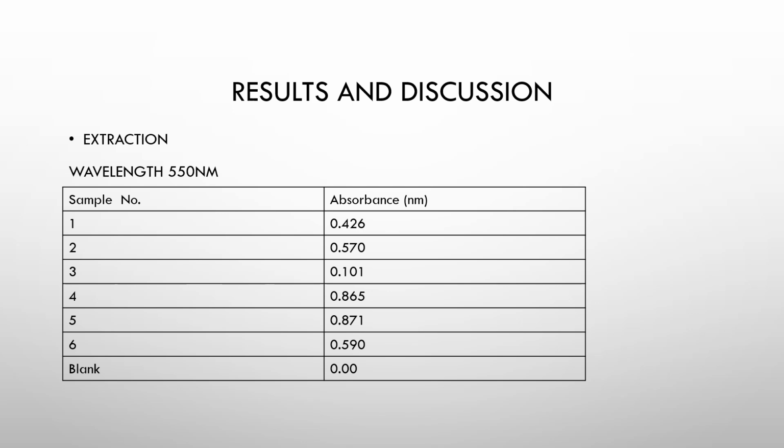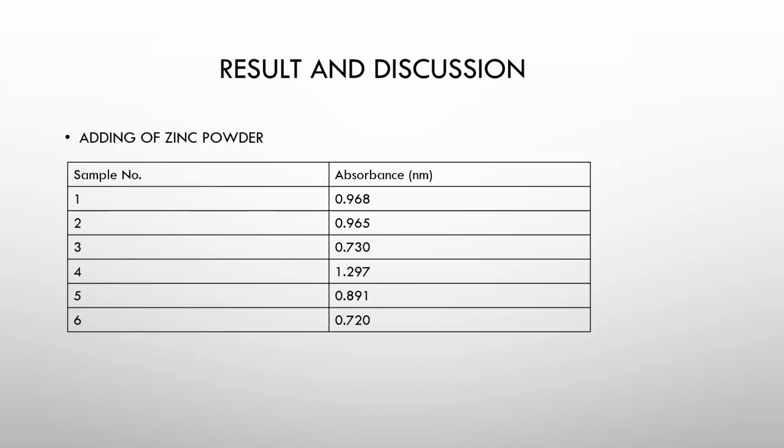So there are considerable variations in absorbance among samples, 0.101 to 0.871. Some samples, for example sample 3, show very low absorbance, while others, samples 4 and 5, are quite high. Now, after adding zinc powder, the absorbance increases for all samples. Some samples, for example sample 4, show a large increase, while others increase moderately. Variability among samples decreases slightly in some cases, but overall differences remain.